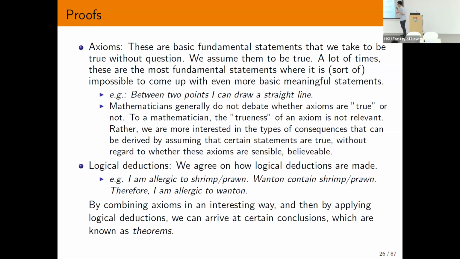The second thing we have is how to make logical deductions. For example, if I tell you that I'm allergic to shrimp, and wonton contains shrimp, all of us will agree that I'm allergic to wonton. So we agree on the rules of logic. Now, how mathematics is built is that we combine some of these axioms in an interesting way, and we make interesting conclusions that we call theorems.